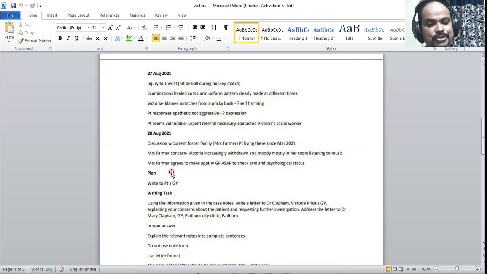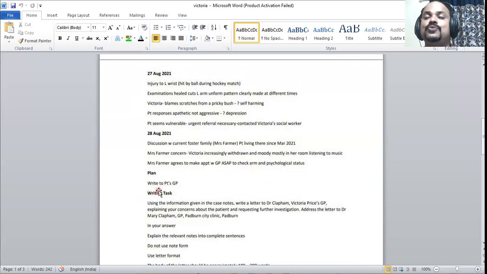And she understood that this is a serious concern, and Mrs. Farmer agrees to make an appointment with the GP, that's Dr. Mary Clapham, to check what happened to the arm and psychological status. In the arm, you have injury, the healed injury, as well as the unhealed injury. So to check the arm and to check the psychological status of Miss Victoria.